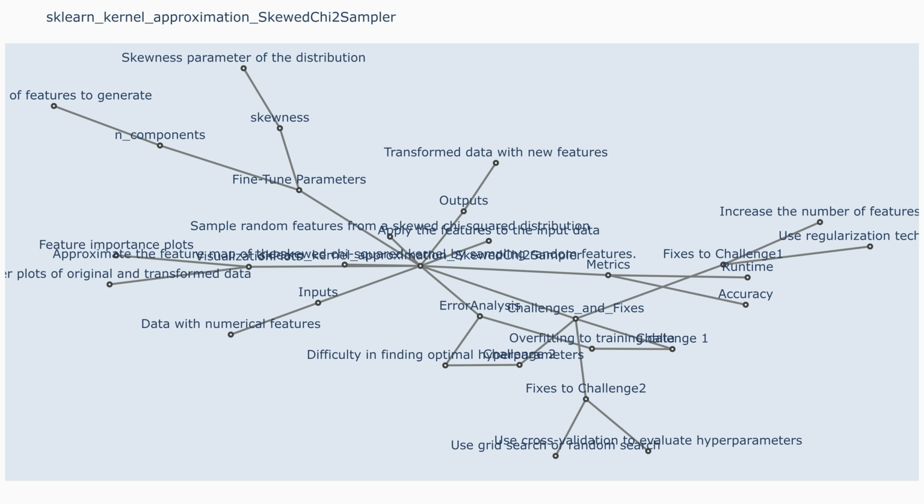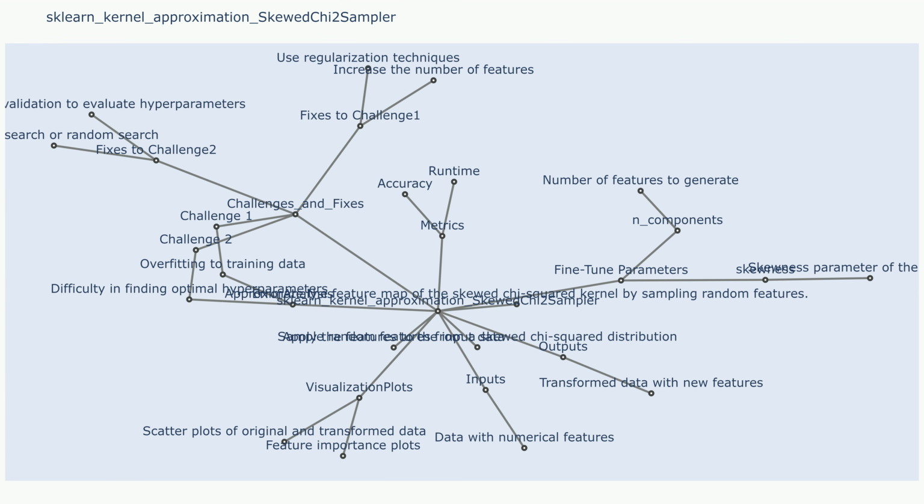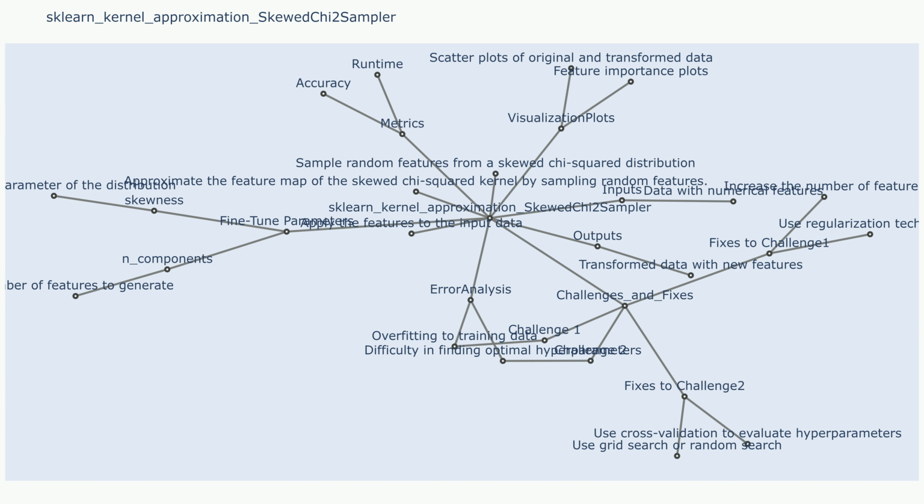sklearn kernel approximation: skewed Chi2 sampler. Description: skewed Chi2 sampler is a kernel approximation method in scikit-learn that approximates the feature map of a chi-squared kernel. This method is particularly effective for high-dimensional sparse data, common in text and image data. The chi-squared kernel is a popular choice for such data as it captures the similarity between features based on their occurrences.